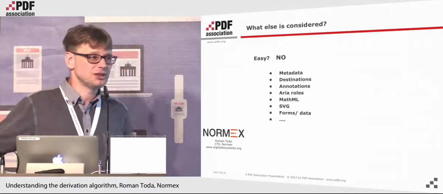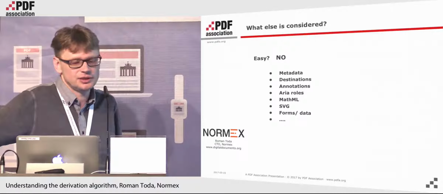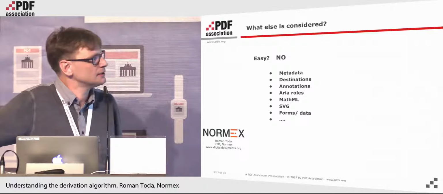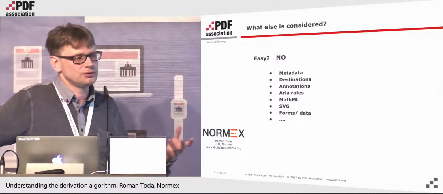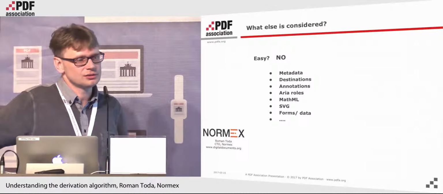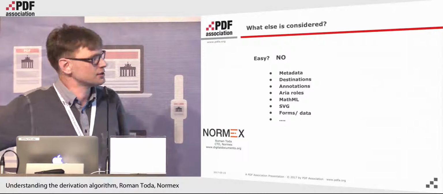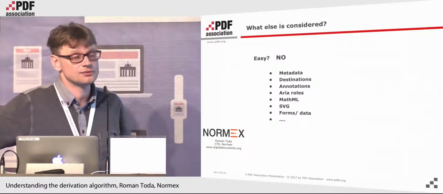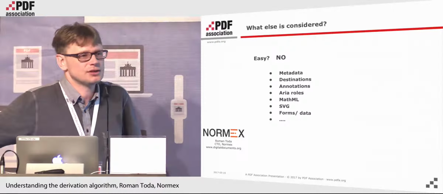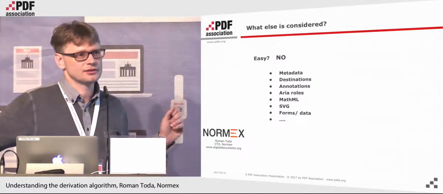Is it easy? Not really, not that easy. As mentioned in the very beginning, there are things that you as a creator of the document can use or derive more easily than others. There are things that I didn't cover in this presentation, things like metadata and destinations, for example. We know the concept of destinations in PDF. How would those be translated or derived into HTML? It would not be that direct.